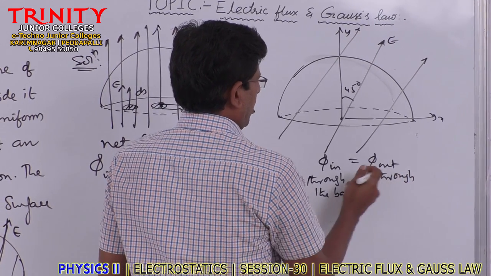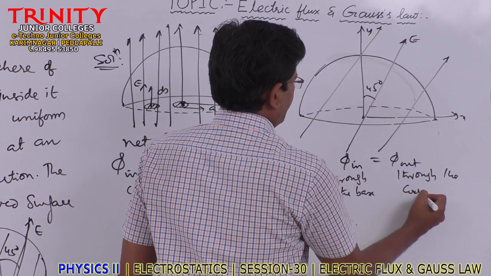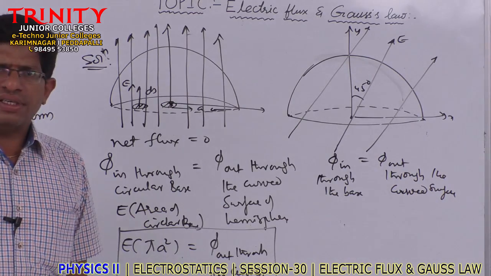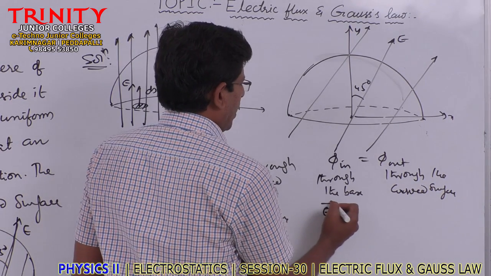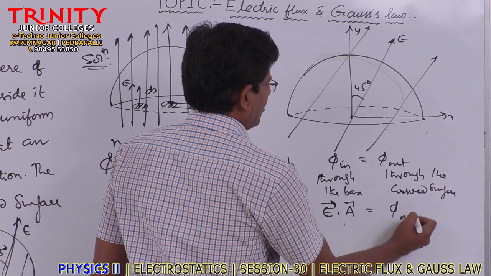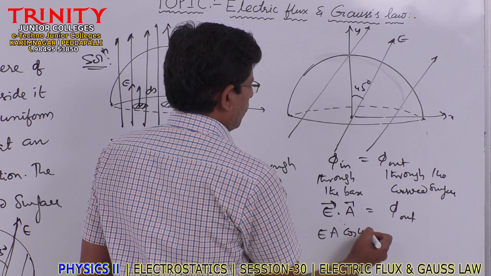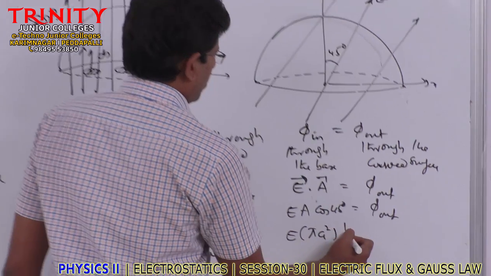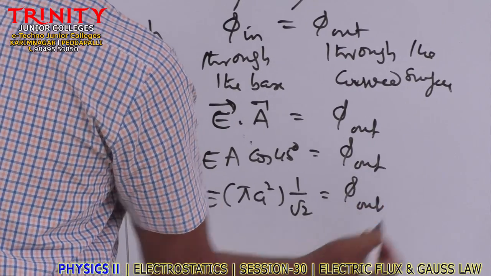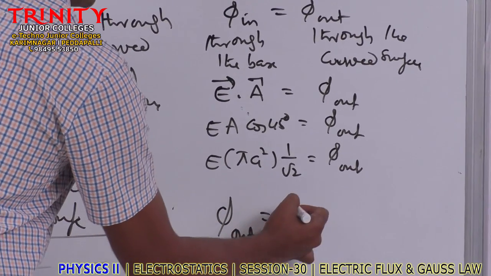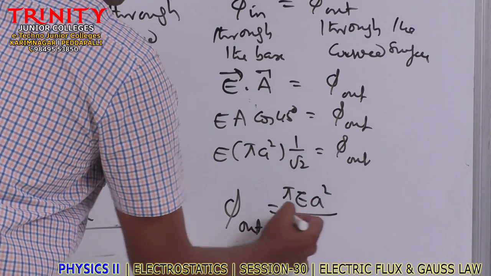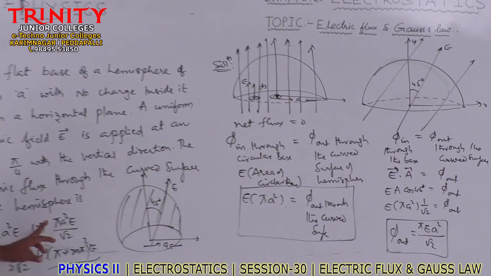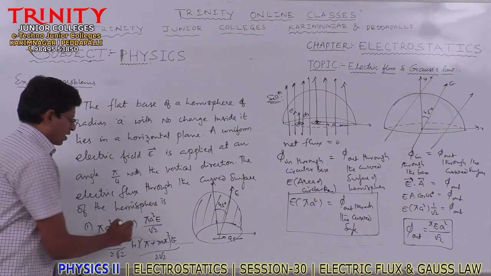The question is the flux out through the curved surface. That means if you calculate this, you automatically calculate the right one. I can write E dot A, where A is the area of the base. So this is EA cos 45. You can write this is the flux out. Area is nothing but pi a square, cos 45 is 1 by root 2. Therefore the flux out is E pi a square by root 2. Therefore see the options now. Option 2 is the correct answer.